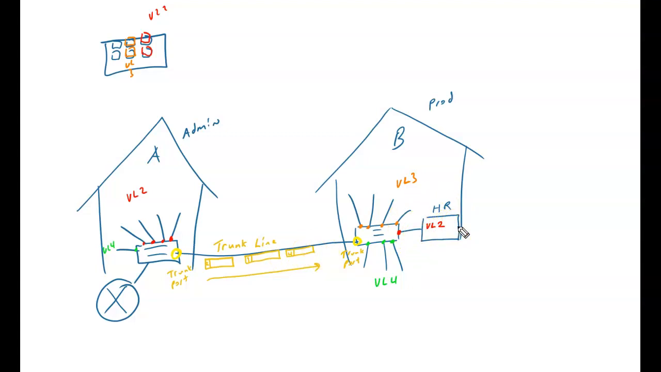So this is the second use for a VLAN. Besides security, it also allows us to expand our network to multiple locations and have multiple networks within those locations and mix and match within those locations. It just makes things a lot easier to manage.